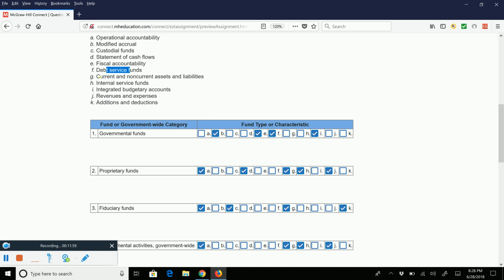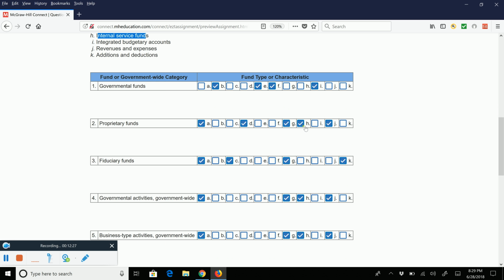Letter G, current and non-current assets and liabilities. That's full-on accrual accounting. What we're going to see is with modified accrual, we're only accounting for current assets and current liabilities. But with accrual, as you've learned in all your other accounting classes, you're interested in both current and non-current. Letter H, internal service fund. Internal service fund is a proprietary fund, so we've got that checked off.